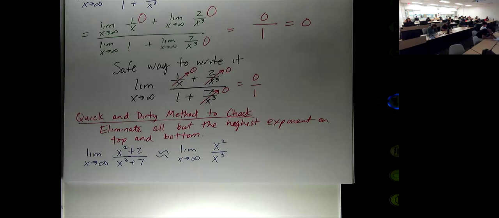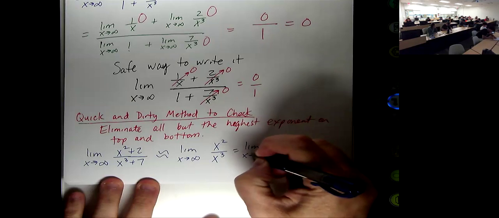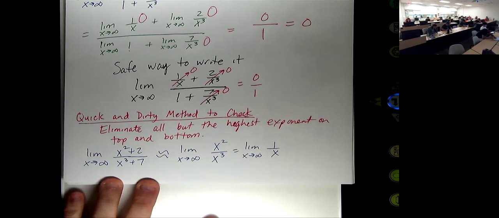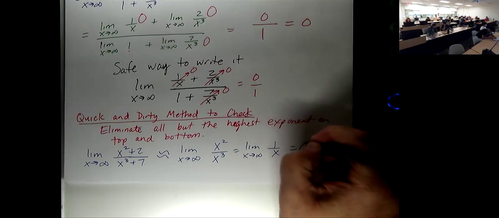And now we can cancel this way. So the limit as x goes to infinity of one over x, after we reduce the fraction. And that's zero.